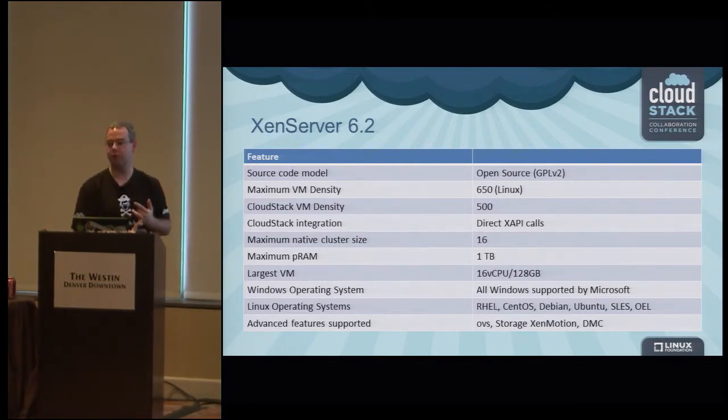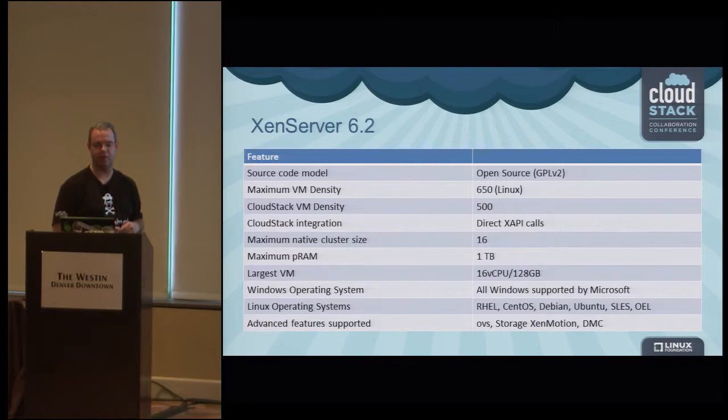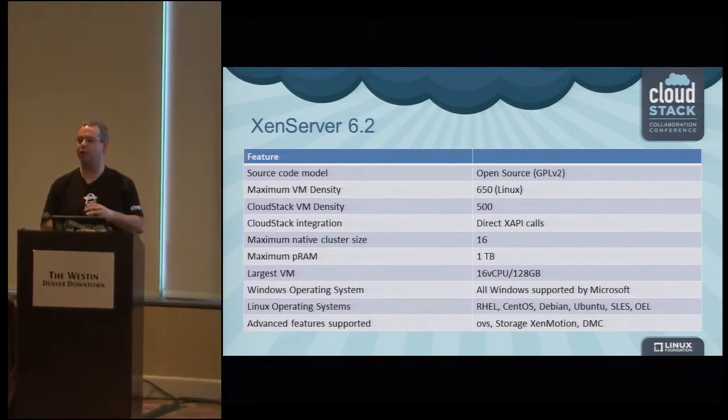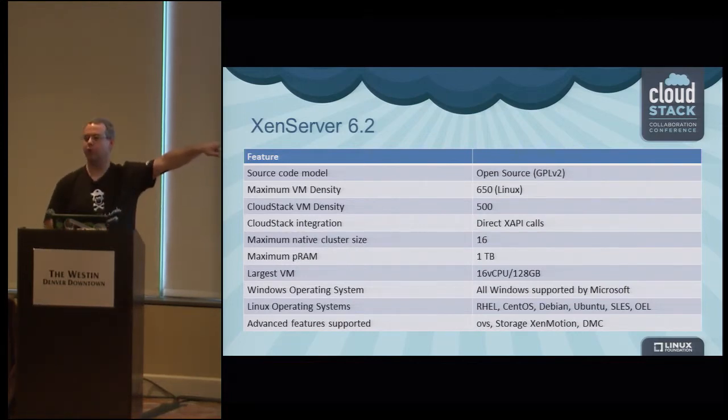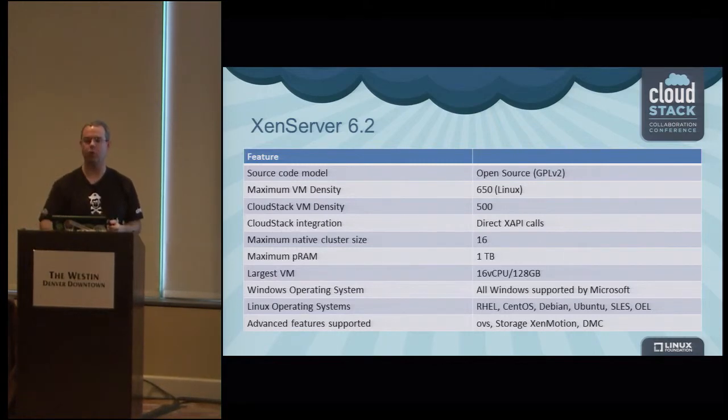CloudStack's VM density has been bumped up to 500 in 4.3, and in 4.2 and before it was 128. We use direct XAPI calls, so there's nothing special that you have to install on a XenServer host in order to make it work. XenServer has a max cluster size of 16. I usually make some comment at this point about choosing the correct cluster size, because if your cloud is successful, whatever that number is is irrelevant, because you're probably going to grow beyond it. So use something that is modular for you. If it's 4, if it's 1, if it's 6, if it's 10, whatever it is, make certain that you've got some modularity behind it.